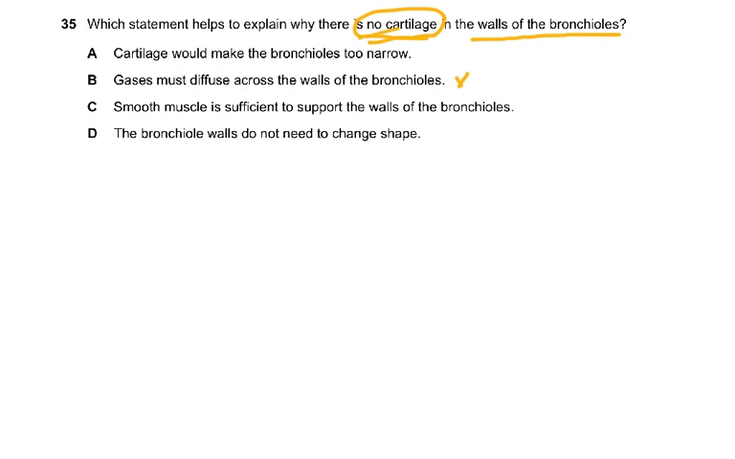Wherever there is, in the trachea, there's C-shaped cartilage. In the earlier bronchioles, there are plates of cartilage. The bronchiole walls do not need to change shape. I mean, cartilage is not helpful in changing the shape of the bronchiole. So if you knew your syllabus, you know that the answer was C. Why? Because we have the smooth muscle to support the walls of the bronchiole. Basically, cartilage function is to support. And if you can understand that, then you can understand the essence of this MCQ.